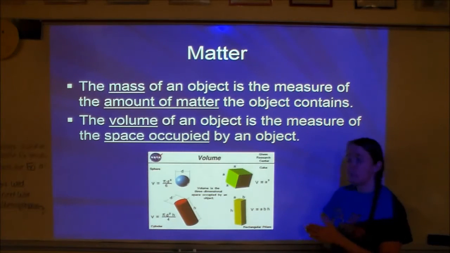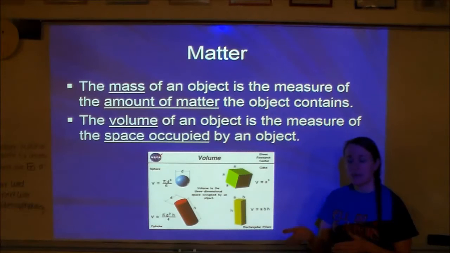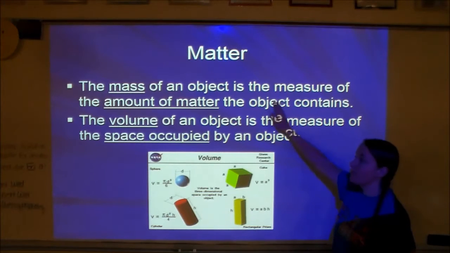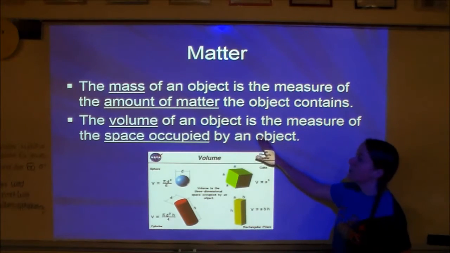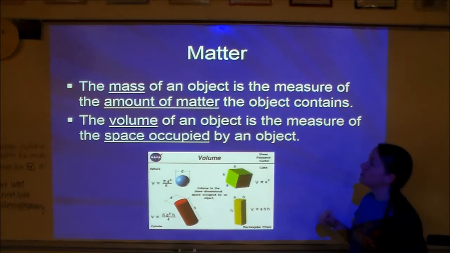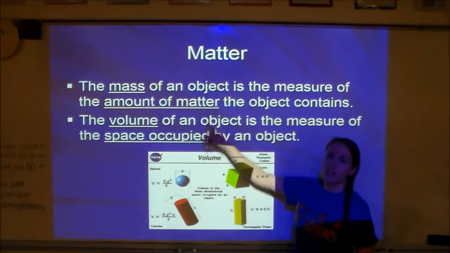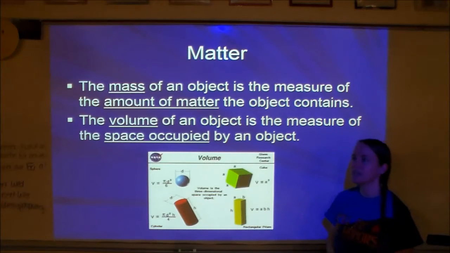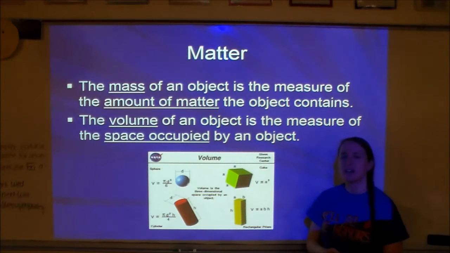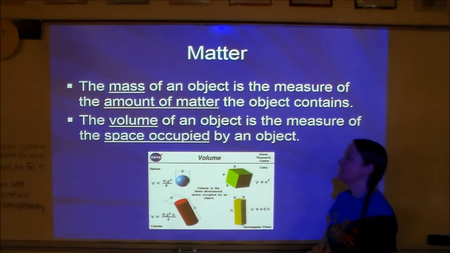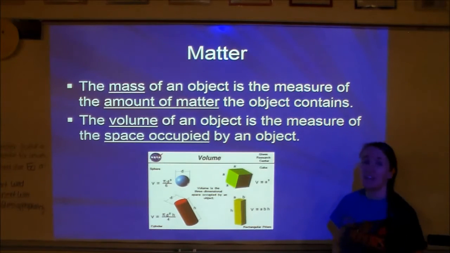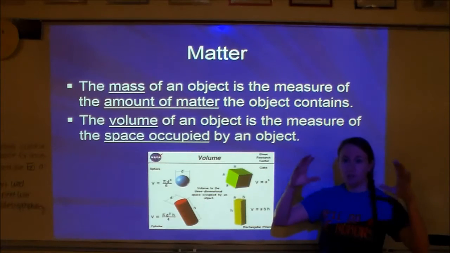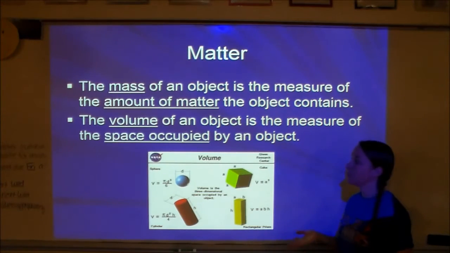So, the definition of matter is anything that has mass and takes up space, which of course is volume. So anything that has mass and volume. So let's define those 2 terms just to make sure you know what they are. So the mass of an object is the measure of the amount of matter in the object. Okay, so I know it's kind of weird because the definition for matter has the word mass in it, and the definition for mass has matter in it. Okay, so matter is anything that has mass and takes up space. Mass is the amount of matter an object contains. And then of course volume is the amount of space occupied by an object. So the larger the object, the larger the volume because it occupies more space.